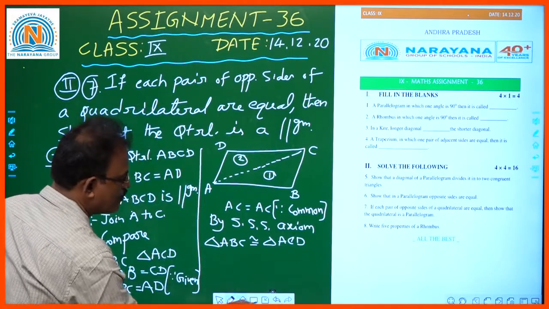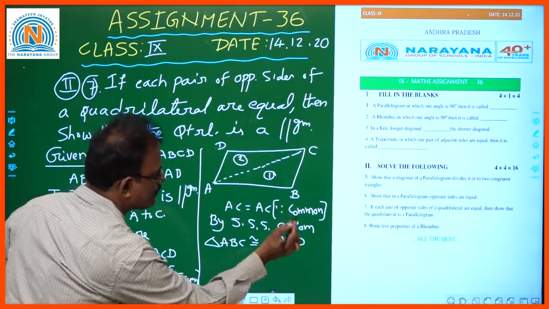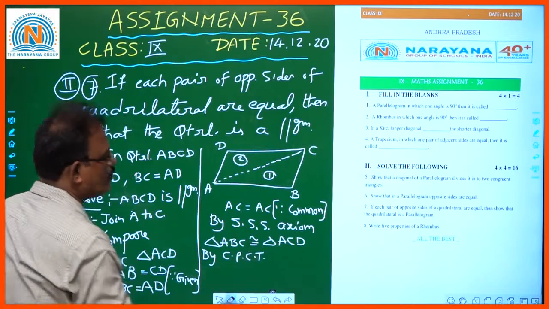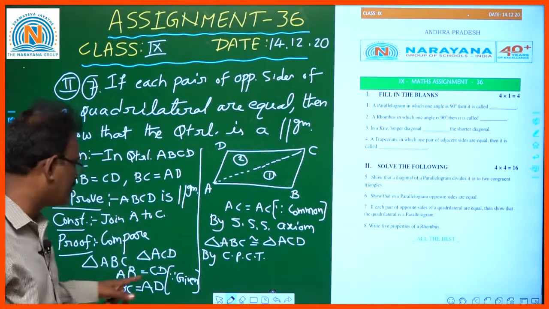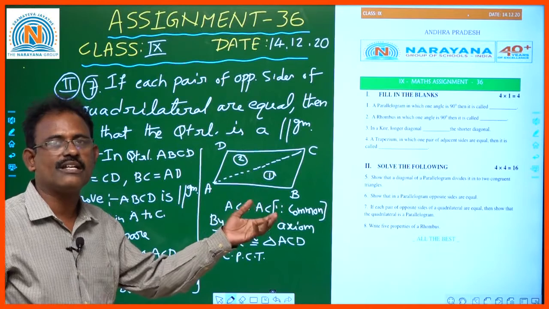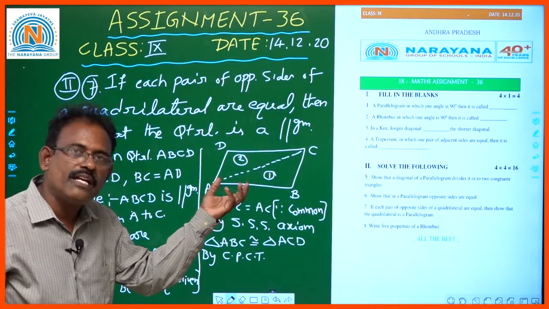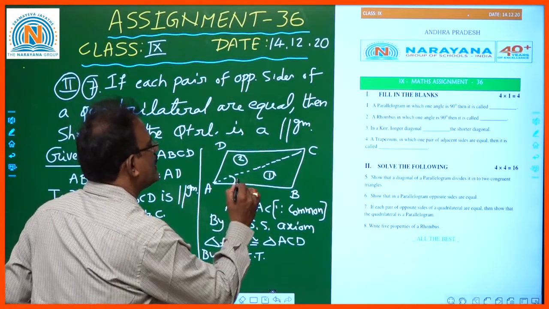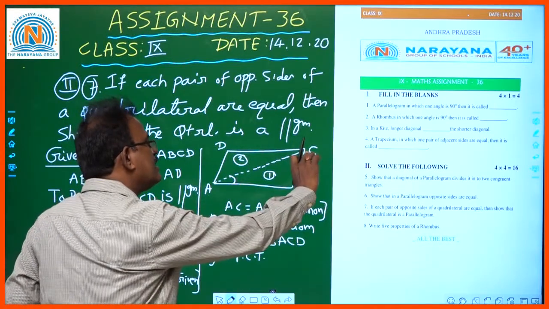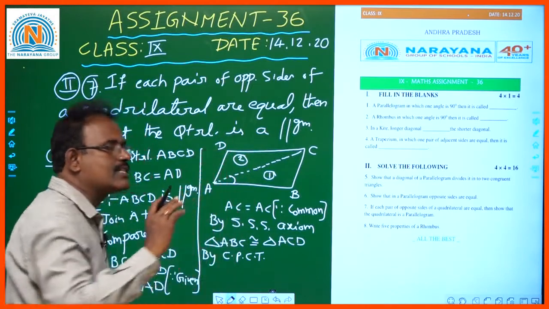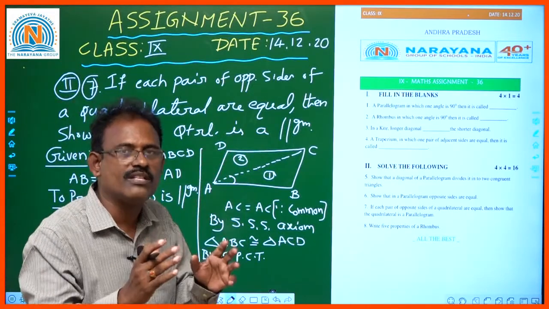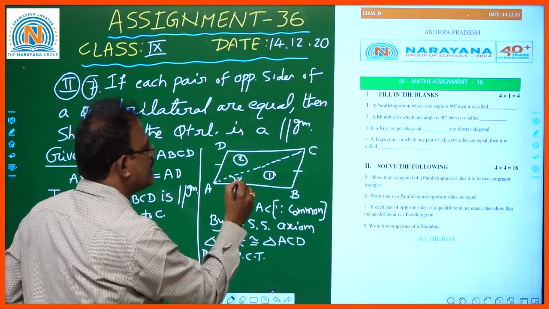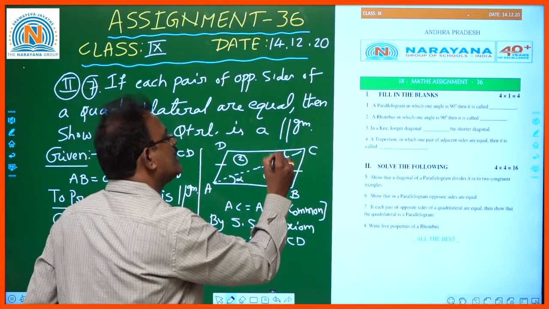Okay, children. Now by CPCT, we can say that the three components are sides, and the other three components are angles. So let us compare the three pairs of corresponding angles. Because side BC and side AD are equal, the angles opposite to equal sides are equal. Opposite to BC, this angle, and opposite to AD, this angle are equal.